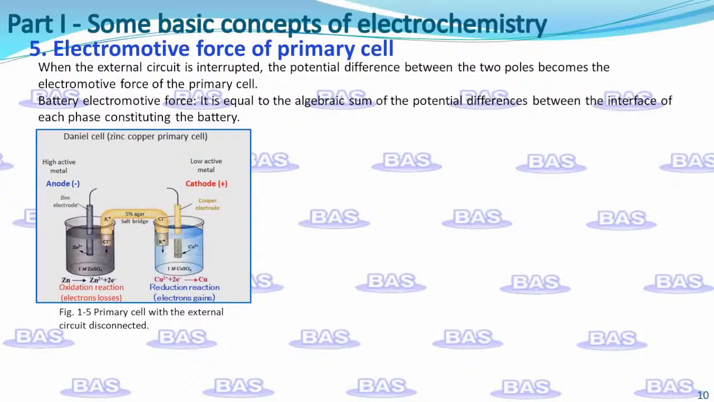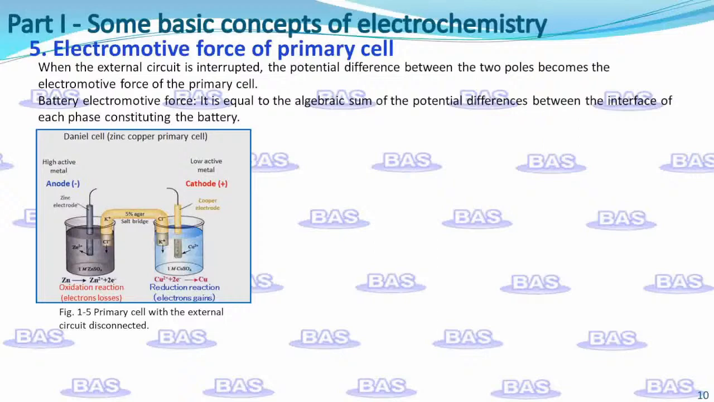When the external circuit is interrupted, the potential difference between the two electrodes becomes the electromotive force of the primary cell. The magnitude of the electromotive force is determined by the nature and condition of the reactions taking place in the cell, for example, concentration and temperature, and is independent of the shape and size of the battery.